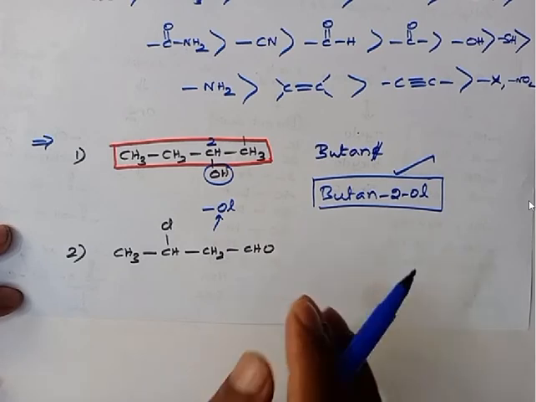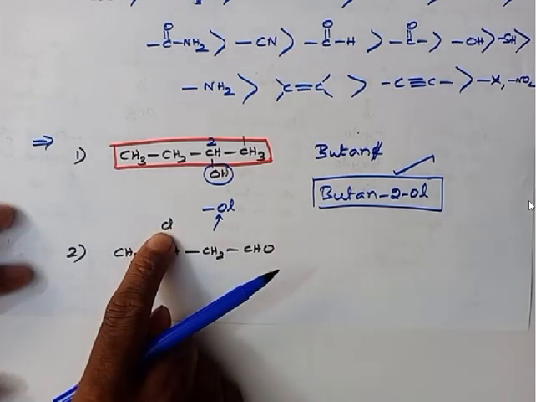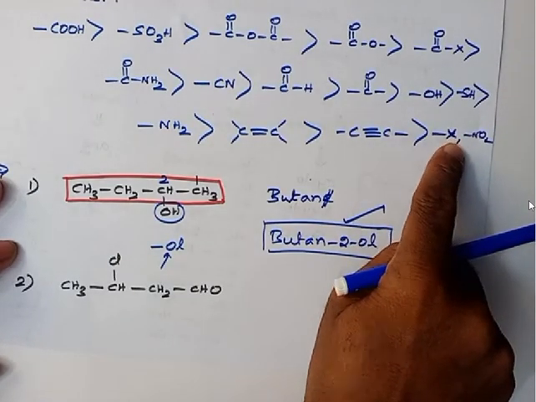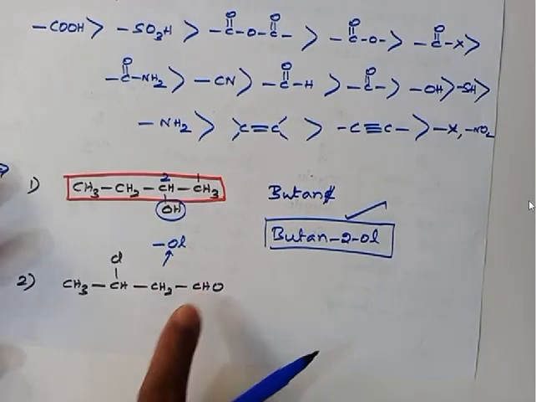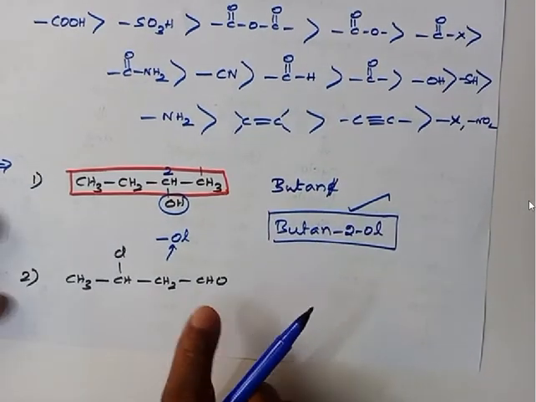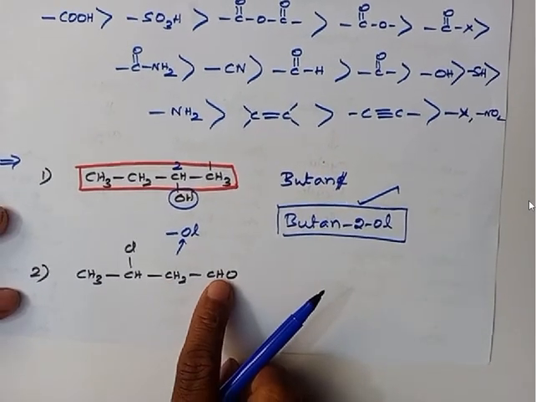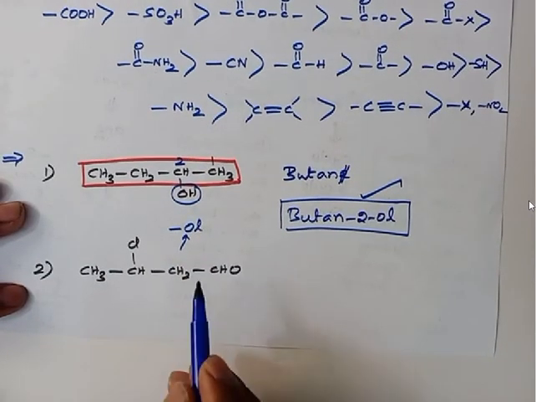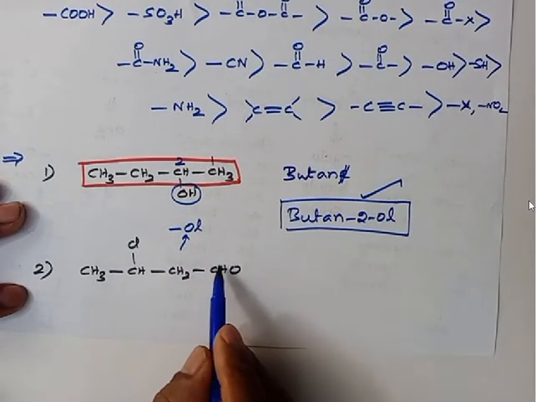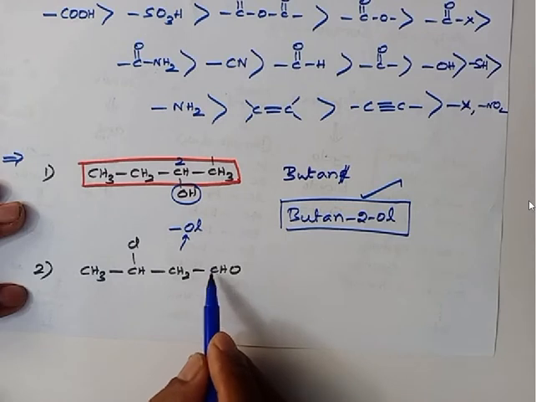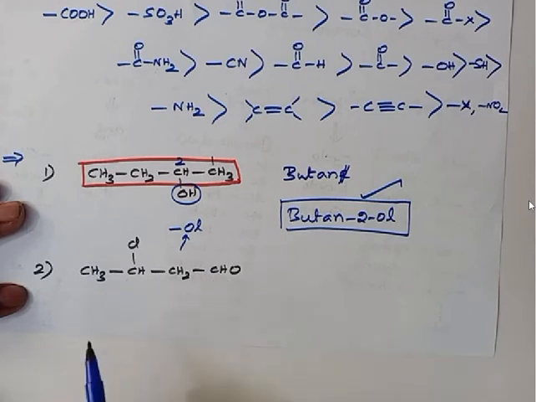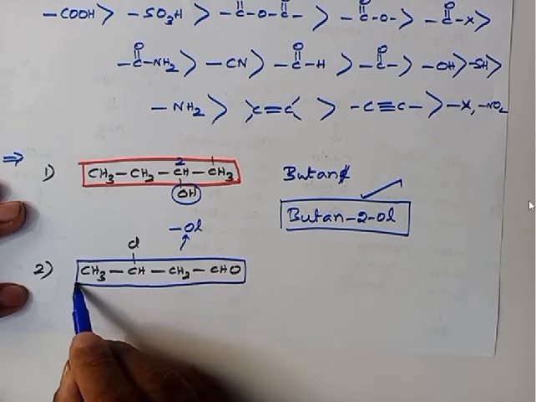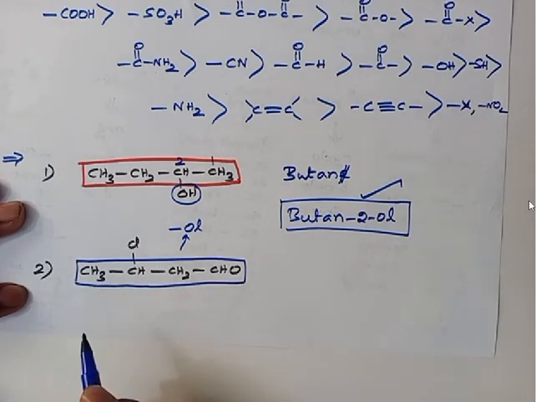If you compare the priority, I told you halogens and nitro groups have the least priority. So definitely aldehyde has the highest priority in this case. Therefore aldehyde should be treated as the functional group and halogen should be treated as a substituent. I have also told you, whenever a functional group contains carbon, that carbon should also be included in the parent chain. So the parent chain should include this aldehyde carbon also.